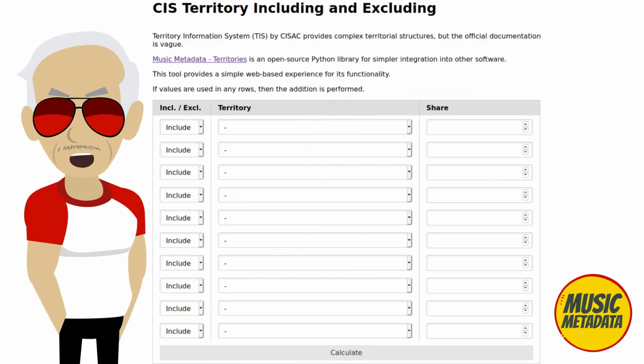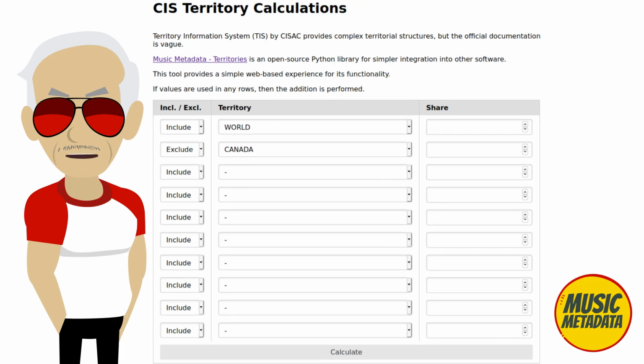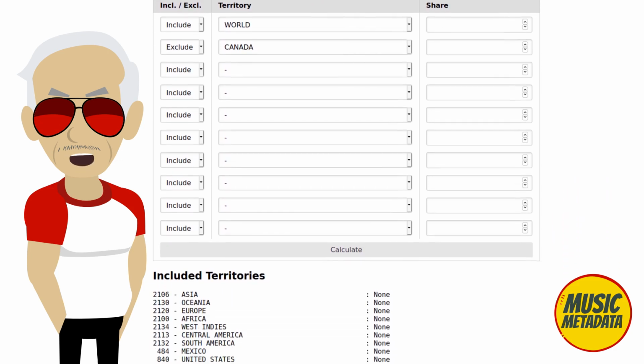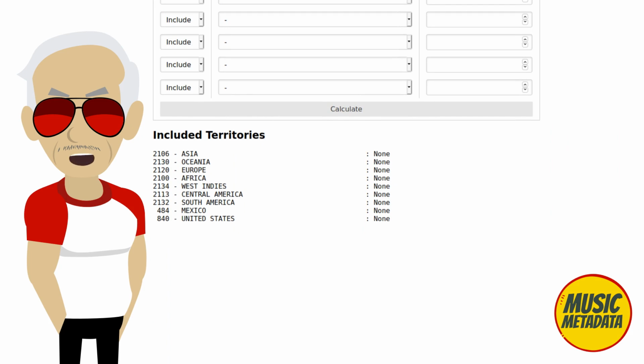Let's first cover two examples using the web wrapper. TIS uses a combination of territory includes and excludes to determine share value for each territory. A typical example would be world excluding one country, in our example, Canada. Which territories does this include? Let's scroll down and have a look. Probably not exactly what you expected.